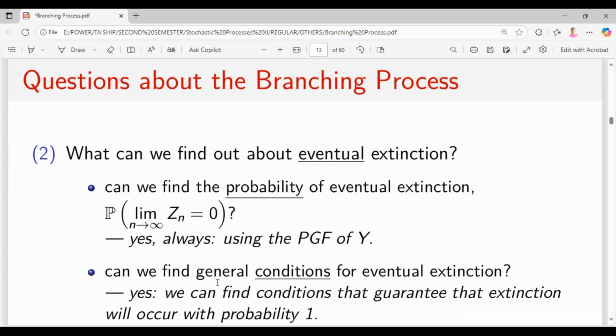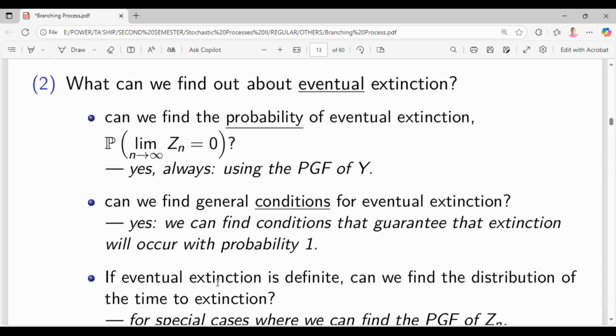Yeah. So can we find general conditions for eventual extinction? Yes, we can find them. So let's say that we're able to find the average number to be equal to 1, or maybe less than 1. We all know that the number of species could either be 0, 1, 2, 3, and so forth. We cannot have 0.5 or something.